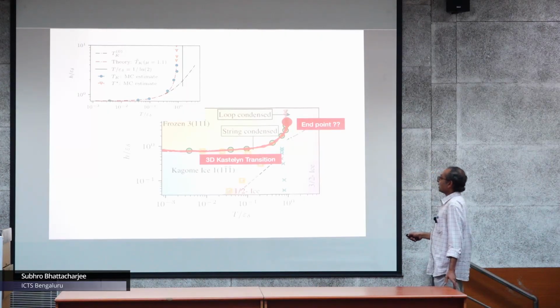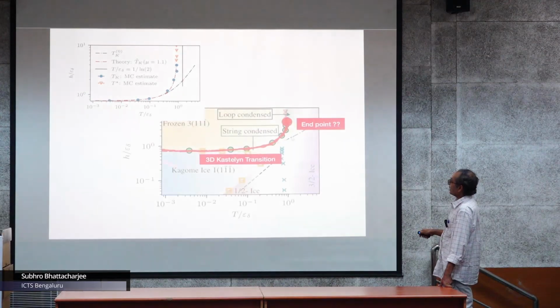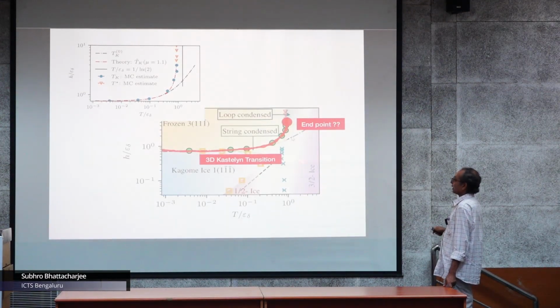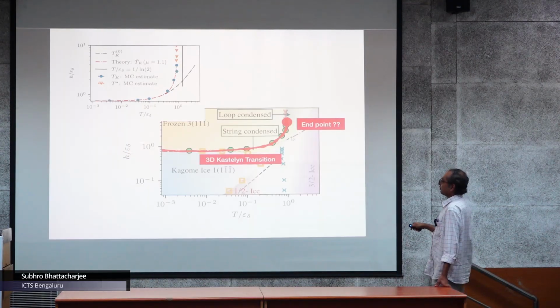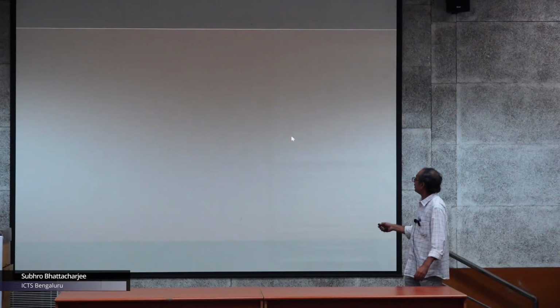This is fairly interesting in the sense that I have these string-driven transitions, the Castelnovo transitions, which are sort of midway between a first order and a second order transition, and it ends at a critical endpoint where the loops in the Kagome plane and the loops perpendicular to the Kagome plane have the same fugacity. Right now we are trying to understand the fate of this critical endpoint and various other details. Okay, so with that, let me stop.